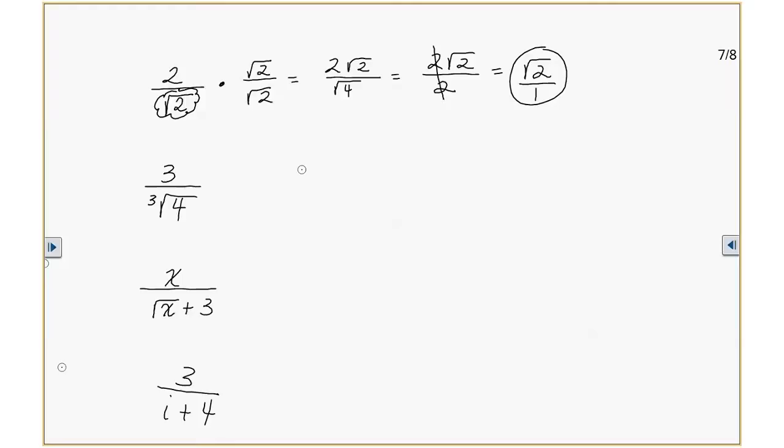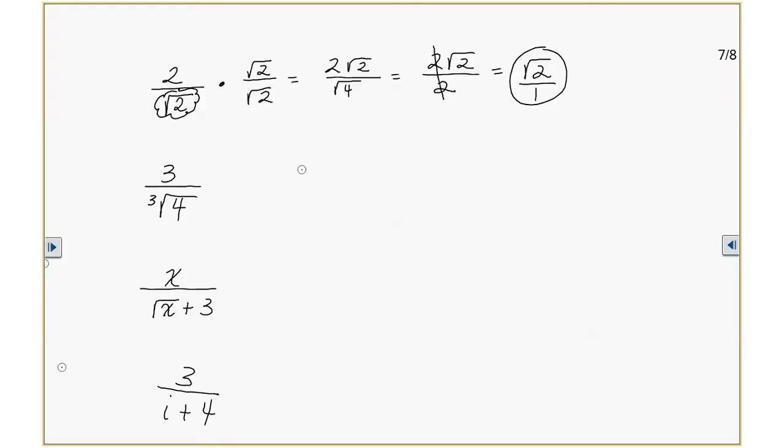Now sometimes when you get in Calc 2, 3, you're going to move it from the numerator to the denominator. There will be some applications, but not very many times. Most of the time you're going to move the denominator to the numerator.